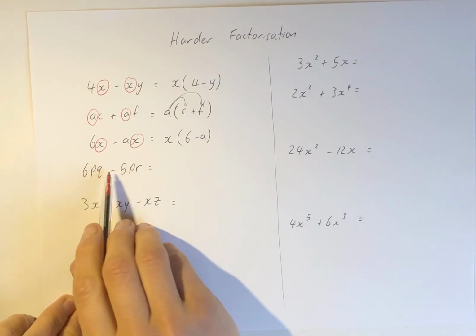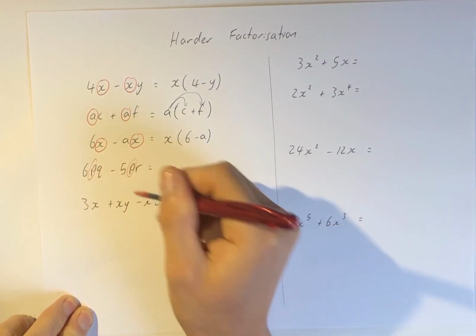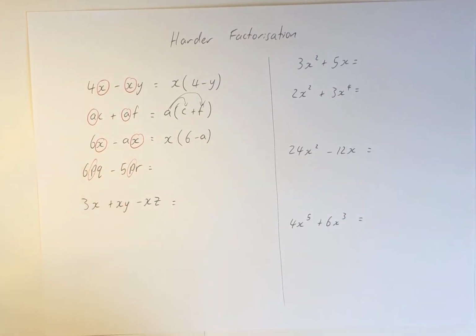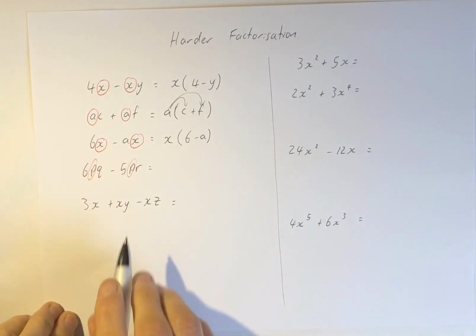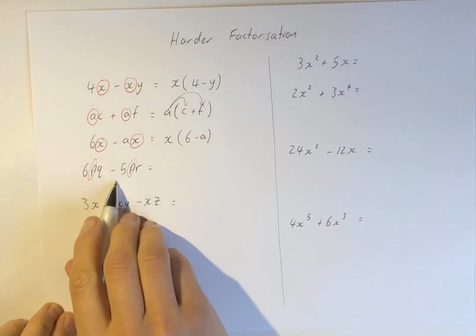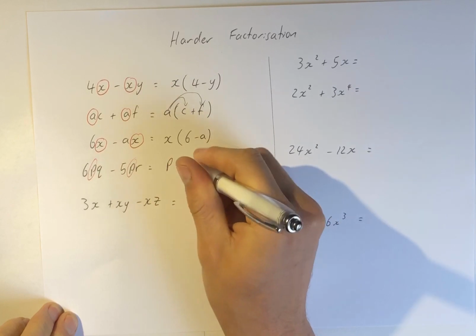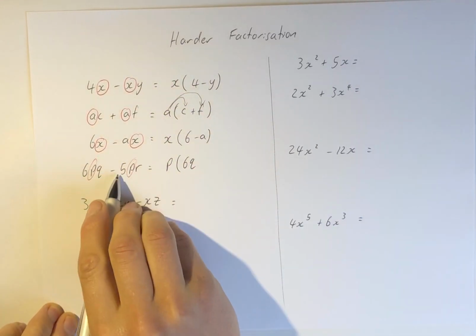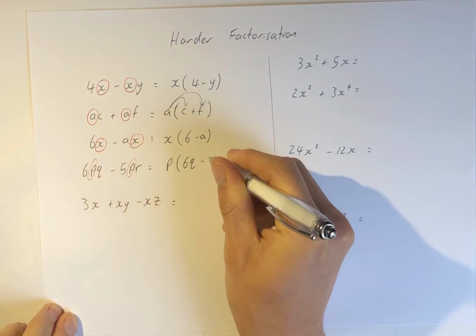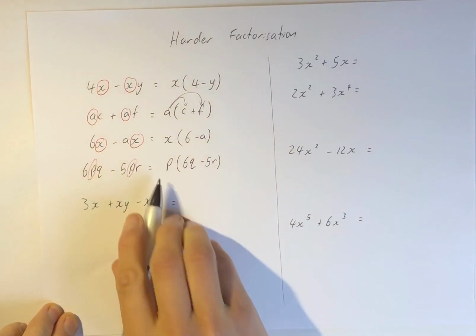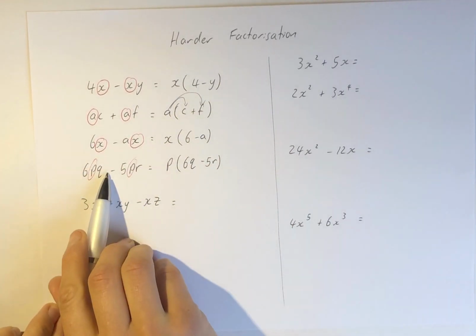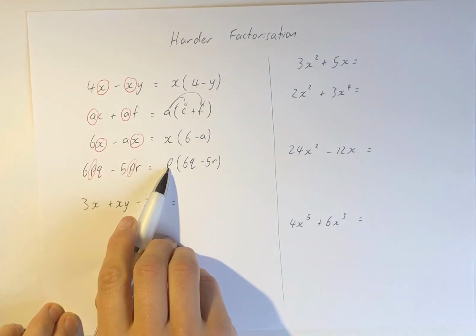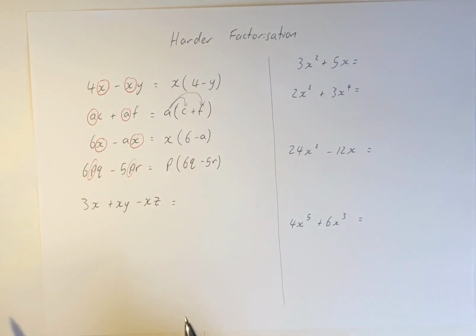P, is there a P in everything? There is. And then I've got Q and R, which are different. So the only thing I can factorize out is the P. So I've got P, I'll have 6Q minus 5R. And that's it, factorized. Notice how we're turning subtraction into multiplication. Really powerful, and you'll see why later on.